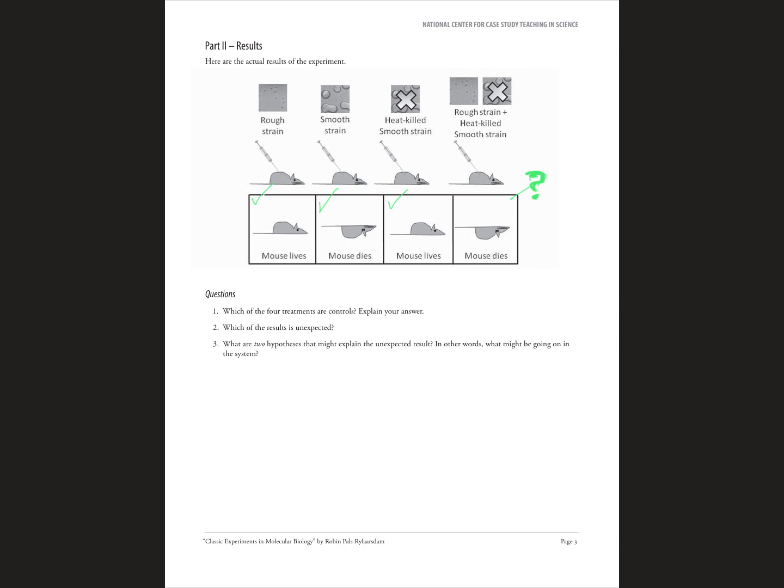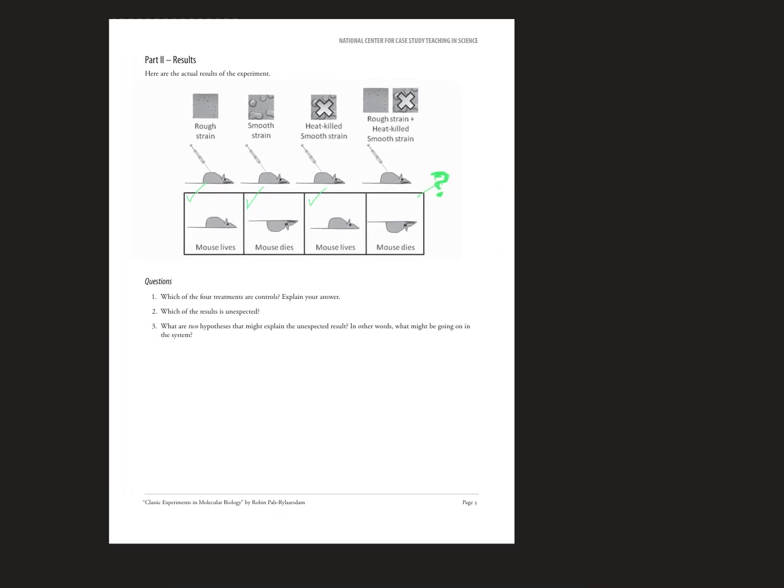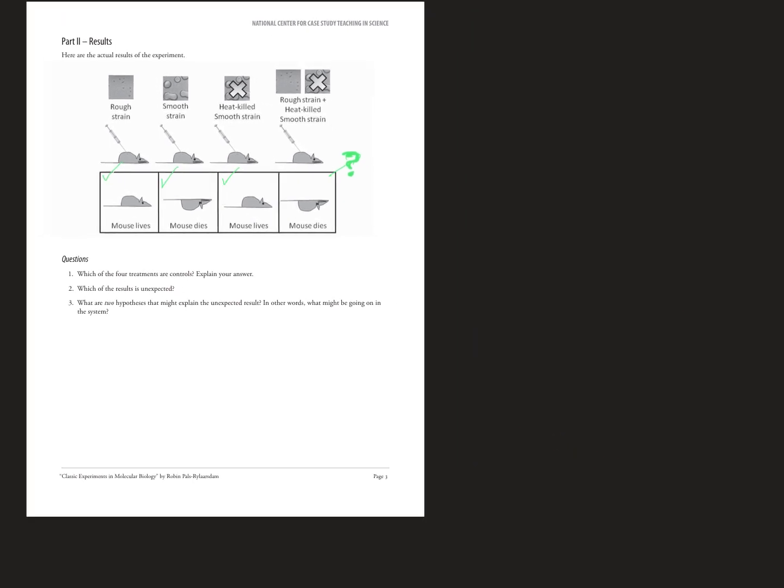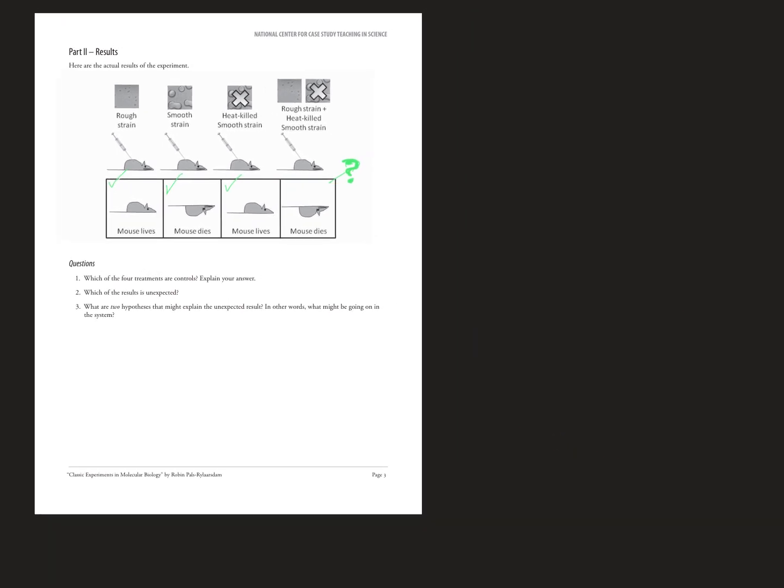Well, the thought is that something in the dead material went into the rough bacteria and changed them, transformed them into this deadly form of bacteria. It gave the deadly trait to the non-deadly bacteria. It transformed the non-deadly bacteria into a deadly bacteria. So that's the thinking, right? So then you have to consider, in this experimental design, what would that material be?